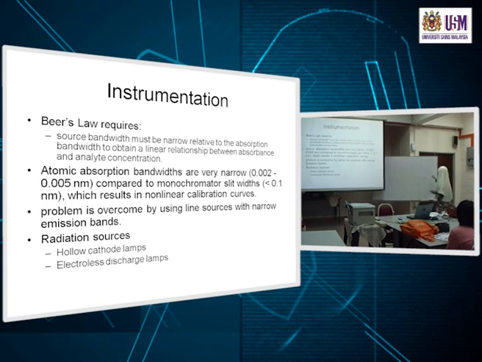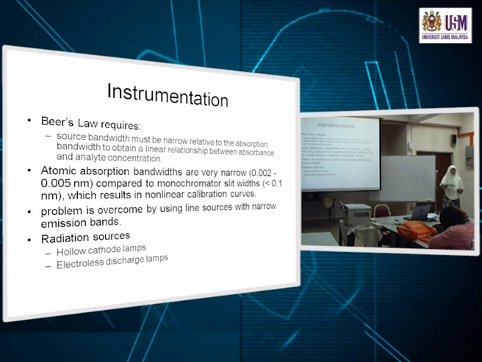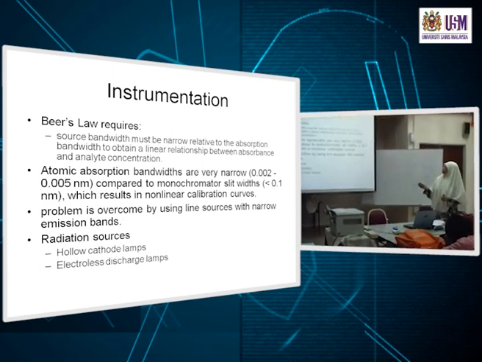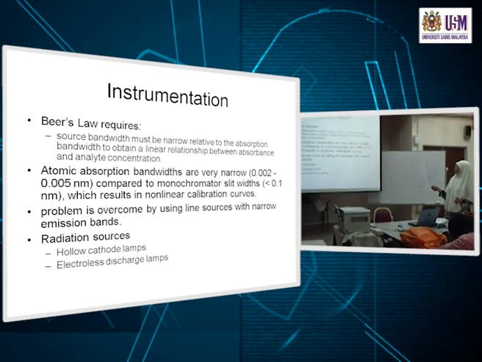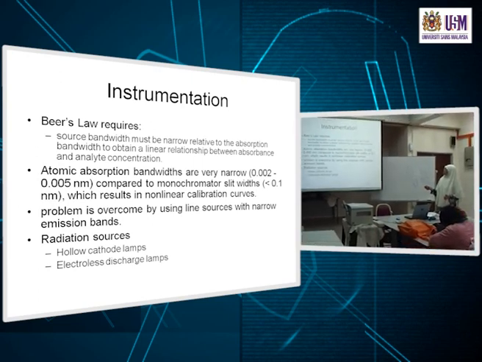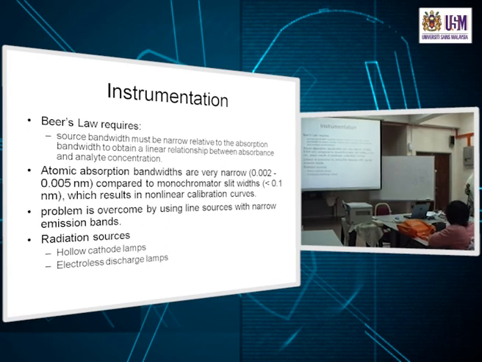As we have said, Beer's law is only limited to lower concentrations. Absorbance is only linear to C up to a certain point. So Beer's law, you only use it for dilute, low concentrations. Beyond certain concentrations, A is no longer linear with concentration. So in order for Beer's law to be obeyed, one of the requirements is the source bandwidth. When you talk about absorption, you must have a source of light that you shine onto your atoms and the atoms absorb. So now we're talking about the light that comes out from the source, its bandwidth.